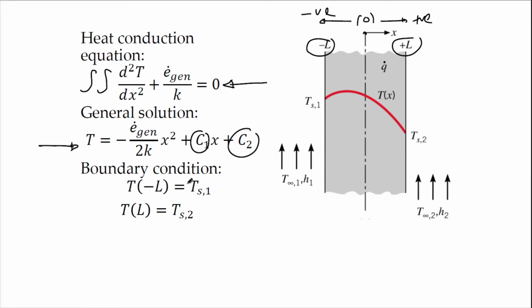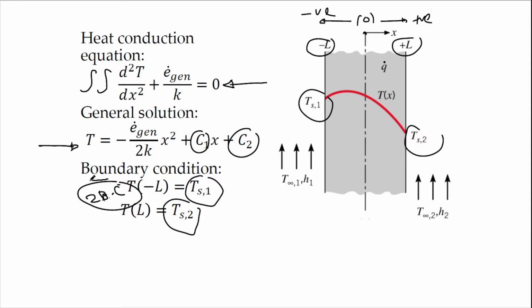In this case, we have T surface 1 at negative L and T surface 2 at positive L as boundary conditions. Remember that we have C1 and C2. This is a second order ODE, therefore we need two boundary conditions, 2 BC, that we need to plug in here in order to get C1 and C2.